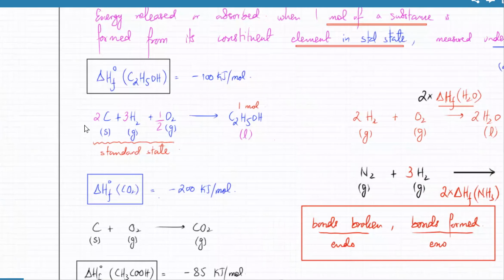Enthalpy change of formation could be endothermic and exothermic both. Enthalpy change of formation of ethanol: 1 mole of a substance is formed from its elements, and the elements need to be in their standard state.